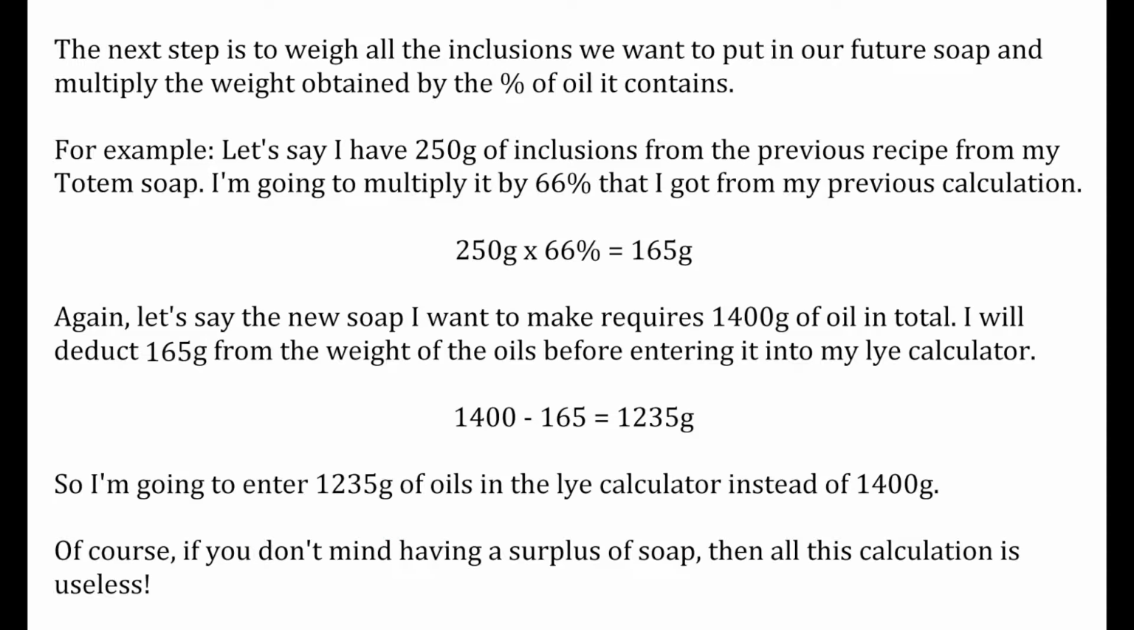Let's say I have 250 grams of inclusion to put in my new soap. I will take that 250 grams multiplied by 66%, that equals 165 grams of oil contained in those inclusion. That 165 grams I will deduct from my new recipe. So let's say my soap requires 1,400 grams of oil. I will deduct from that 165 grams, and that equals 1,235 grams of oil. That's the amount I will put in my lye calculator instead of 1,400 grams. And the difference will be filled with the inclusion in the soap.